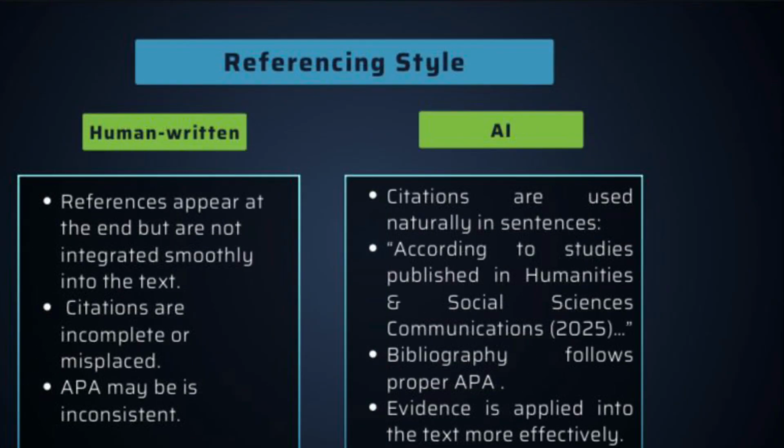The third difference that we can find is in the referencing style. In the human written project, we can find that the references appear at the end but are not really integrated into the text. Maybe some of them are not actually related with the text, citations are incomplete or misplaced, and the APA format may be inconsistent. Now, in the artificial intelligence project, the citations are used naturally in the sentences. Of course, the APA format is properly used, and the evidence is applied into the text more effectively.